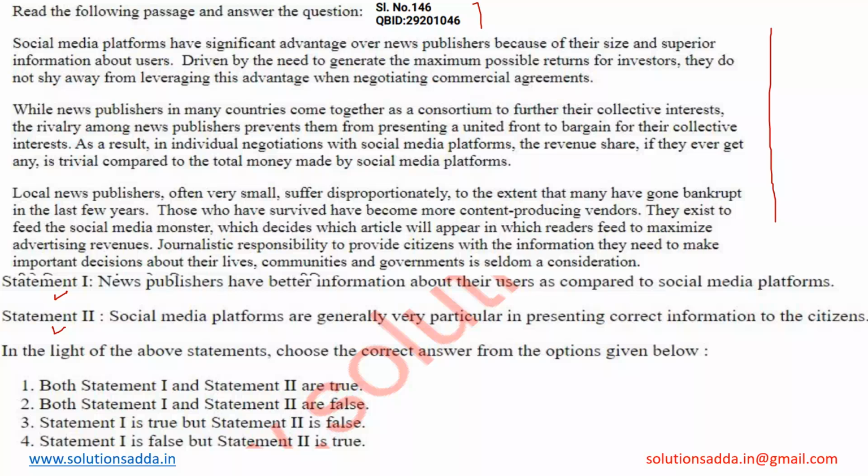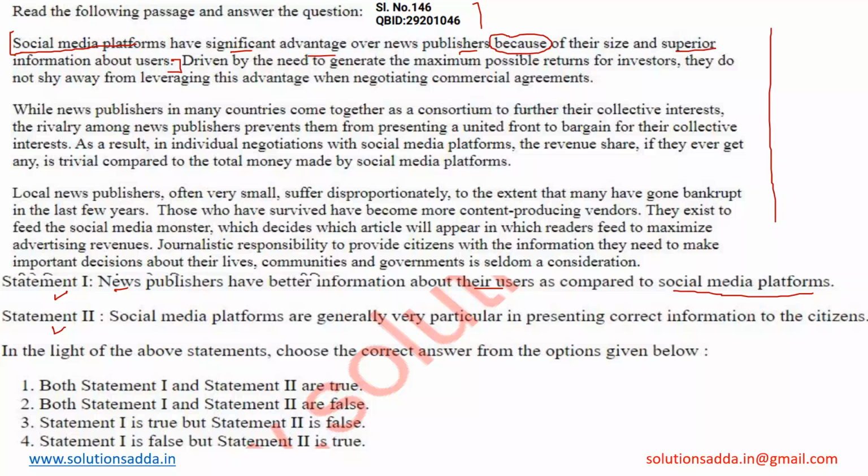Statement 1 says that news publishers have better information about their users as compared to social media platforms. Let's read some of the keywords in the paragraph as well. They are talking about the social media platforms. Let's search for social media platform. In the first line of this paragraph, you can see the words social media platforms, and they have a significant advantage over news publishers. Why do they have the advantage over the news publishers? Because of their size and superior information about the users.